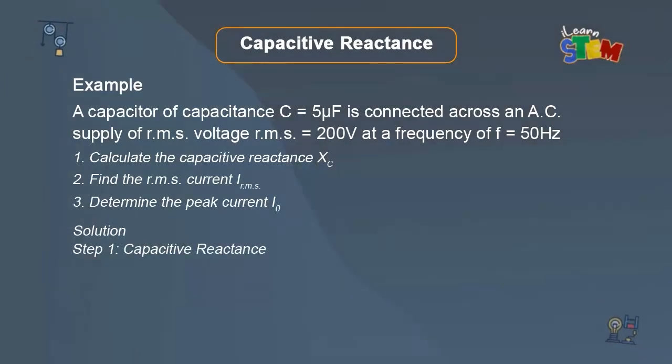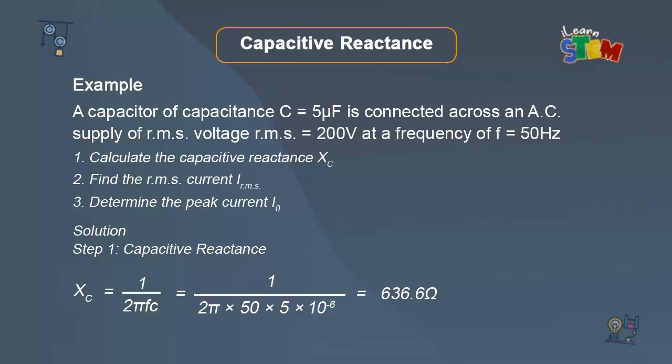Step 1. Finding the capacitive reactance. The formula is capacitive reactance equals 1 divided by 2 times pi, times the frequency, times the capacitance. Now substitute the values: 1 divided by 2 times pi, times 50, times 5 microfarads. Remember, 5 microfarads means 5 times 10 to the power of minus 6 farads. So we calculate, XC equals 1 divided by 2 times pi, times 50, times 5 times 10 to the power of minus 6. This gives approximately 636.6 ohms.